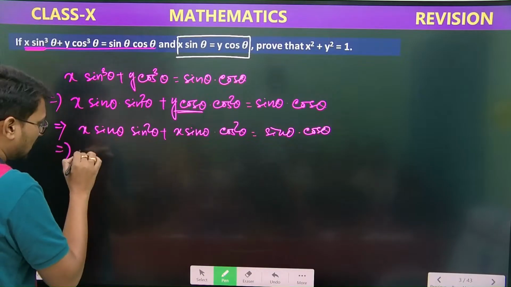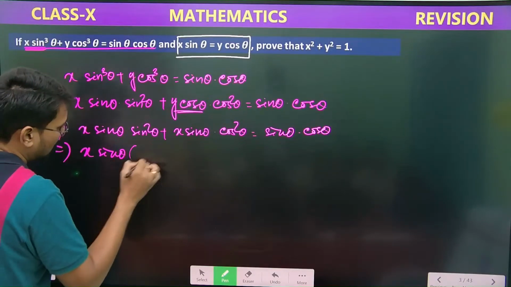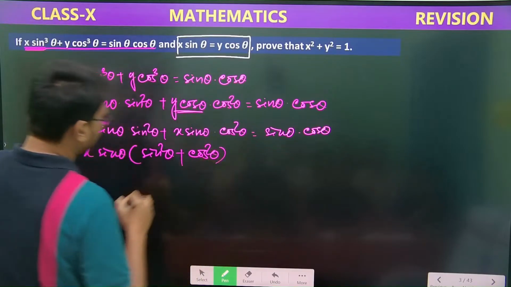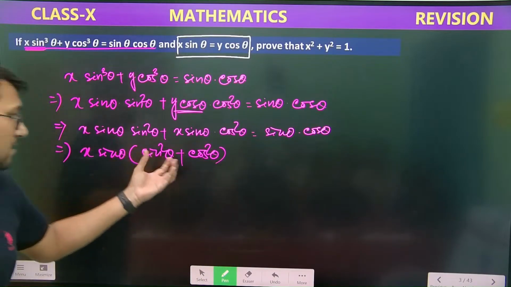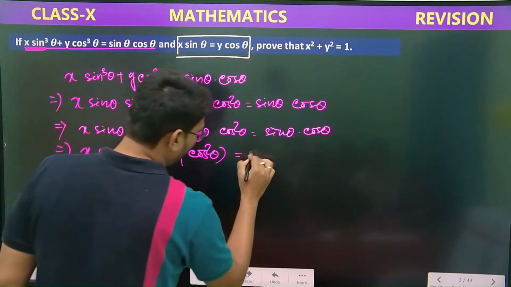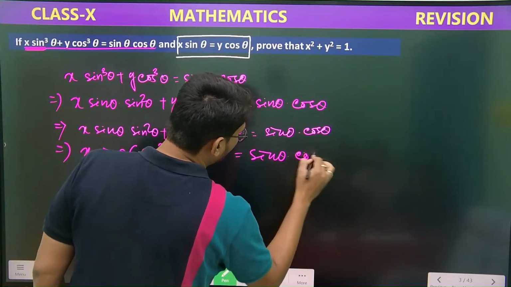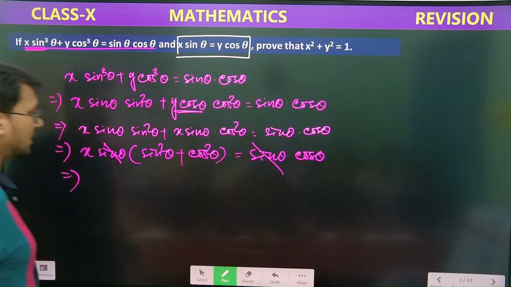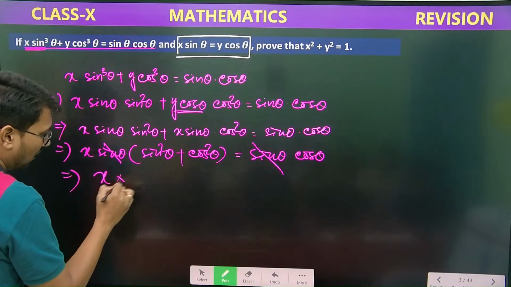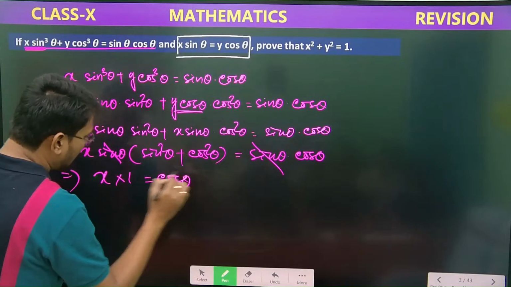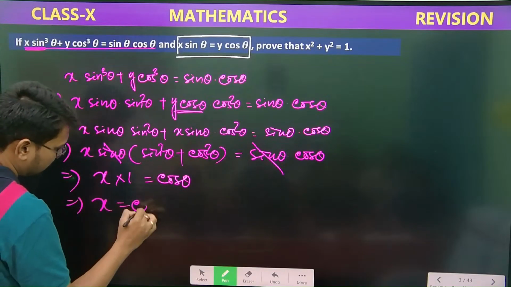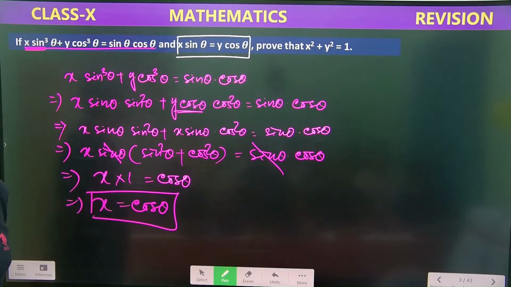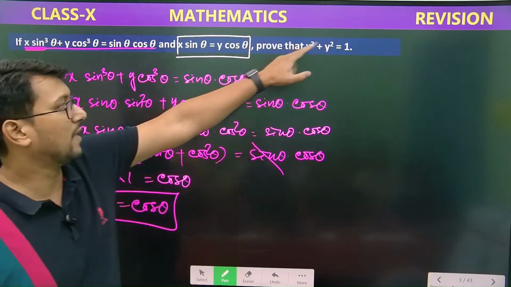Now what is common? X sin theta is common. What is left? Sin square theta plus cos square theta. So x sin theta into (sin square theta plus cos square theta) equals sin theta into cos theta. This implies, check, sin theta cancelled from both sides, and x into 1 equals cos theta. So x is cos theta. Clear? We have to find x square plus y square.